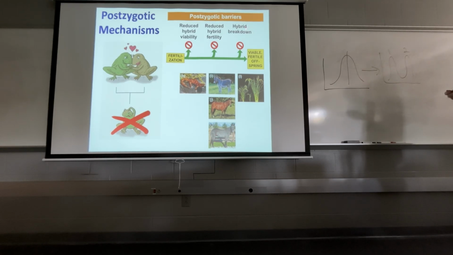The last one is hybrid breakdown, which happens a lot in plants. Because remember, plants are weird. They don't follow the rules. They can reproduce sometimes when they're different species.